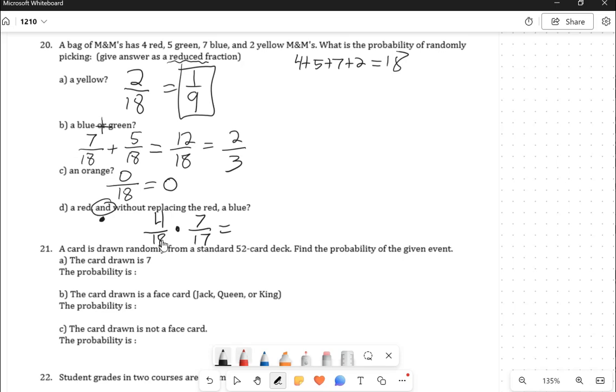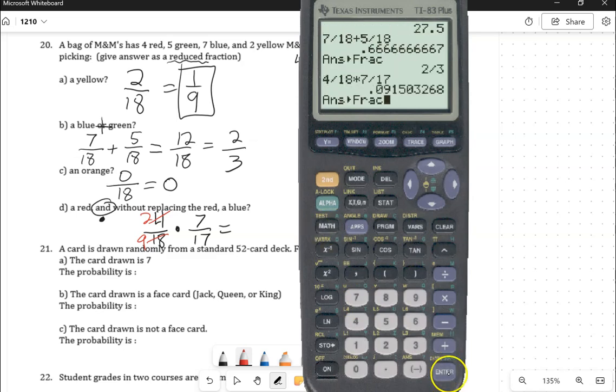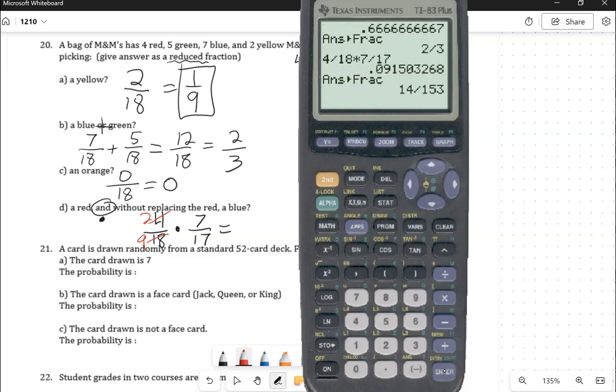The only thing I could reduce here, but I still have to do all the multiplication, so I would probably just take the safe approach. 14 out of 153.